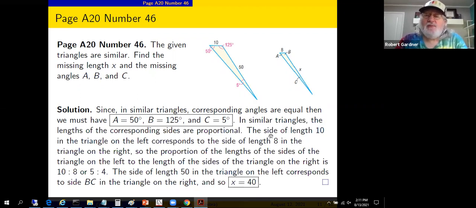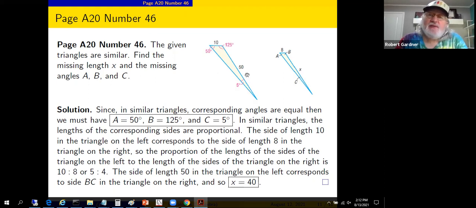So same story as before. The side of length 10 in the triangle on the left corresponds to the side of length 8 in the triangle on the right. This 10 corresponds to that 8, giving us a ratio left to right of the lengths of sides, 10 to 8, or 10 divided by 8 if you like, which we can simplify as 5 to 4. Divide 2 out of each of those, and it's the same proportion, the same ratio. So we'll take that ratio of 5 to 4 and say 50 is to x as 5 is to 4. Well, that's convenient.